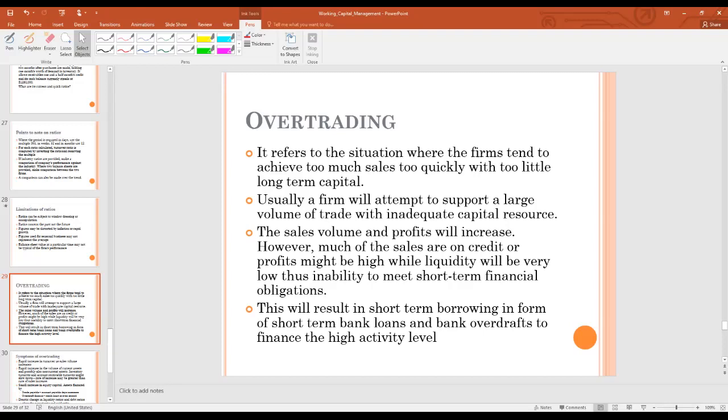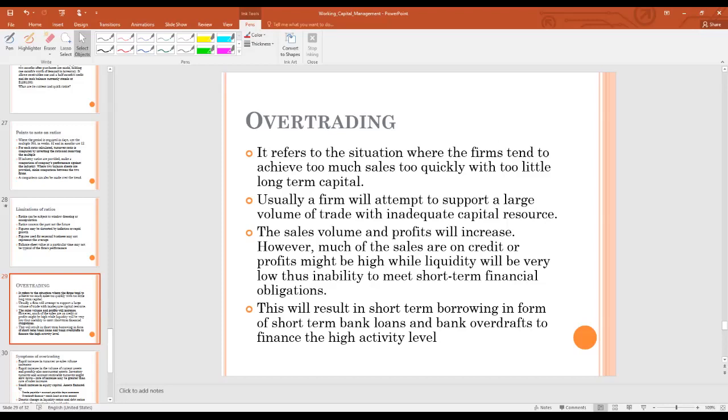It's good to have the ambition to have more sales, definitely. However, it needs to be sustainable. So overtrading is the outcome where the company is attempting to achieve too much sales too quickly, but doesn't have enough supporting long-term capital. This results in the company using short-term borrowing in the form of short-term bank loans and overdrafts to finance its high activity levels. I think I mentioned that.